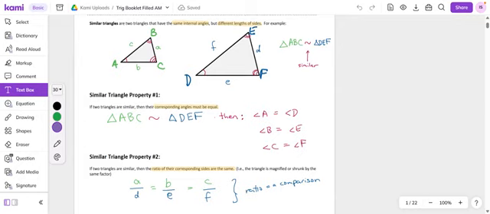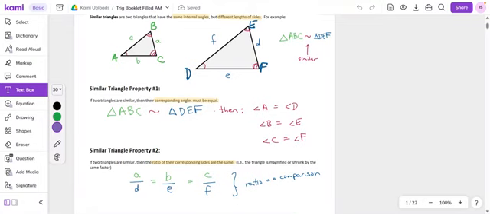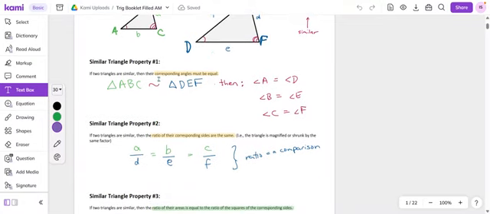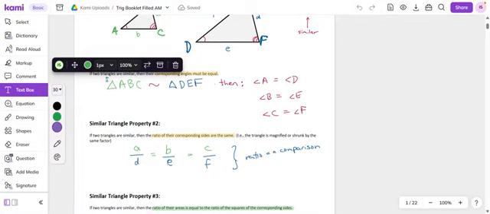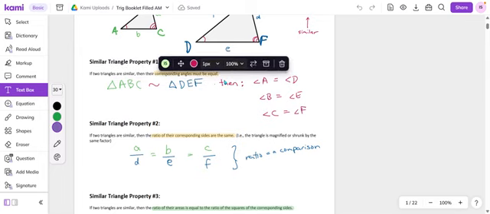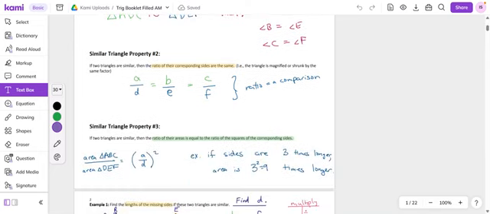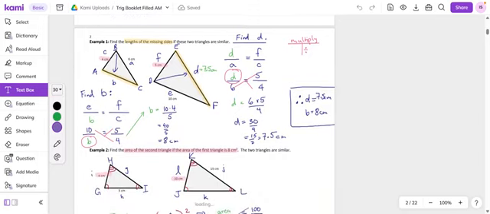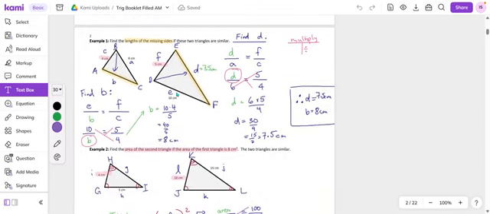Whereas the level 4, the triangles are going to be rotated or looking different. So the only trick is you have to figure out which angle corresponds to the other one. You're going to have to write a statement like this: triangle ABC is similar to triangle DEF. You're going to have to solve for a side like this, where we set up the ratios and solve for it.